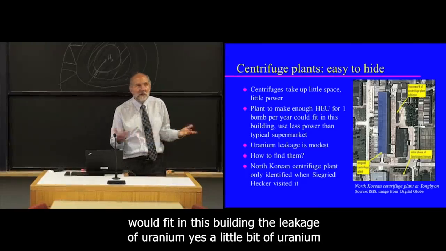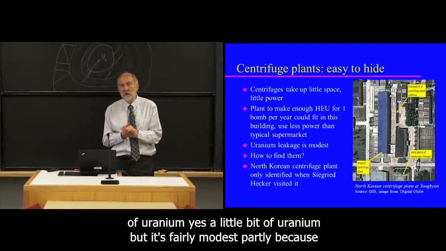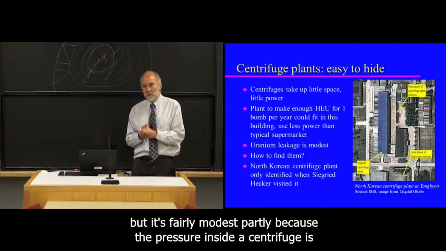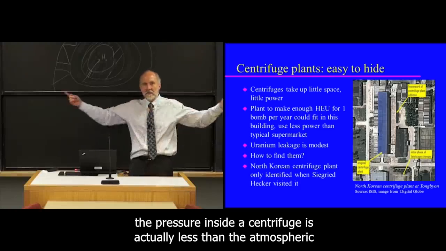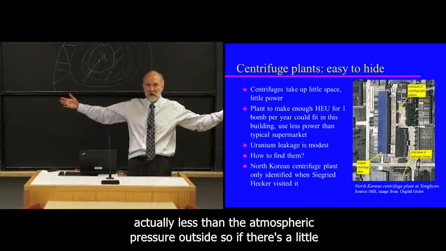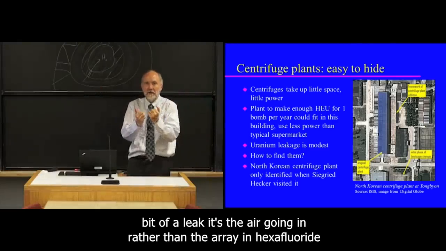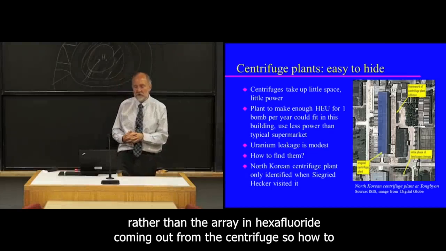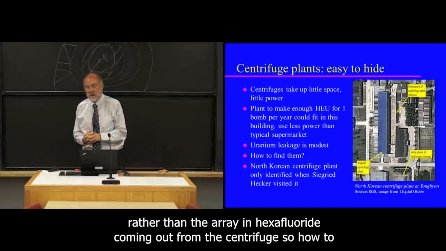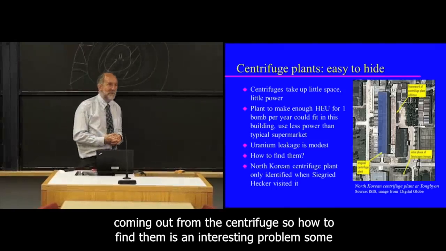The leakage of uranium, yes, it leaks a little bit of uranium, but it's fairly modest, partly because the pressure inside a centrifuge is actually less than the atmospheric pressure outside. So if there's a little bit of a leak, it's the air going in rather than the uranium hexafluoride coming out from the centrifuge. So how to find them is an interesting problem.